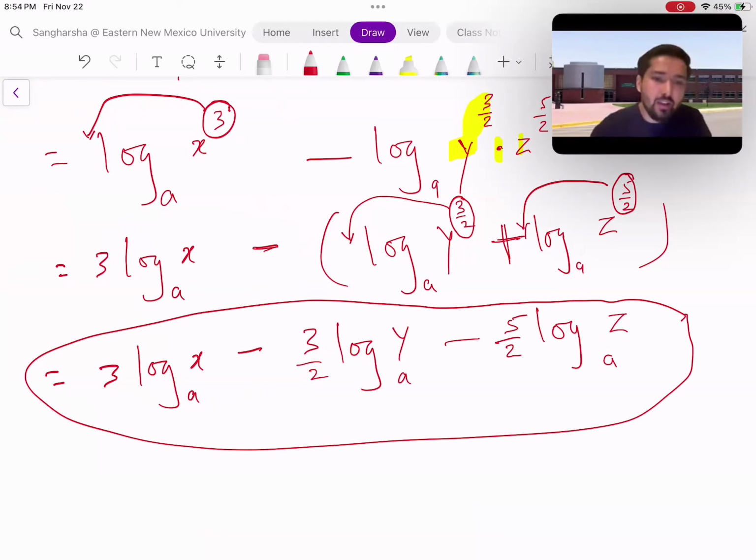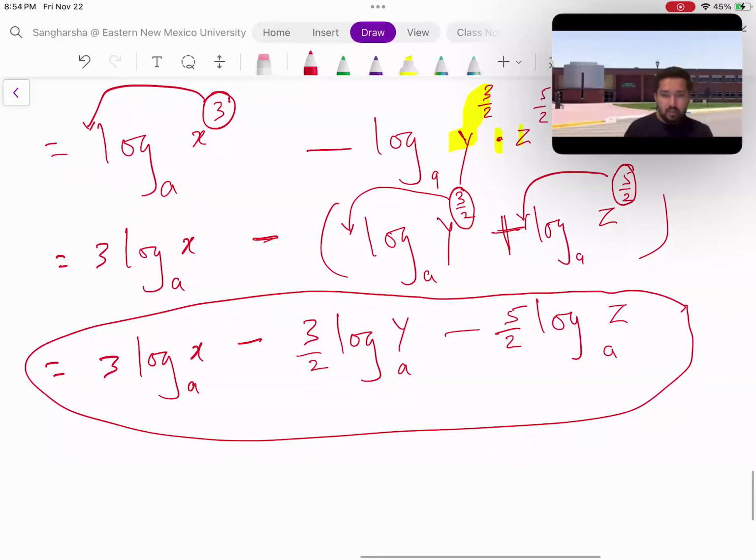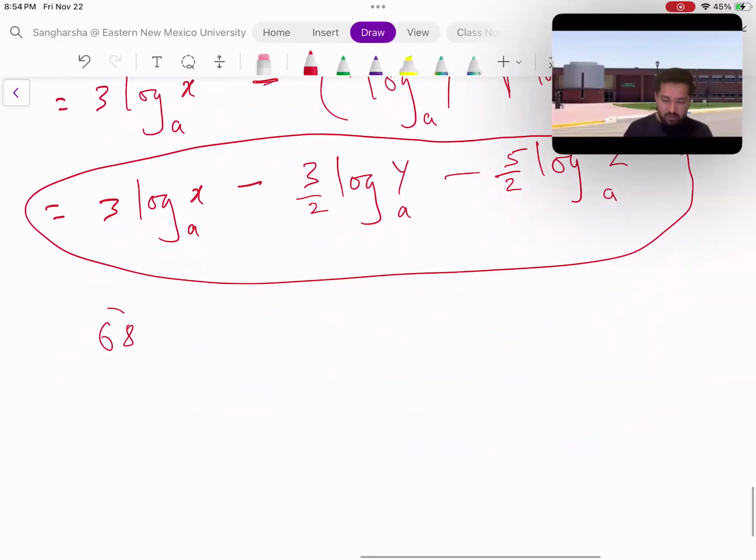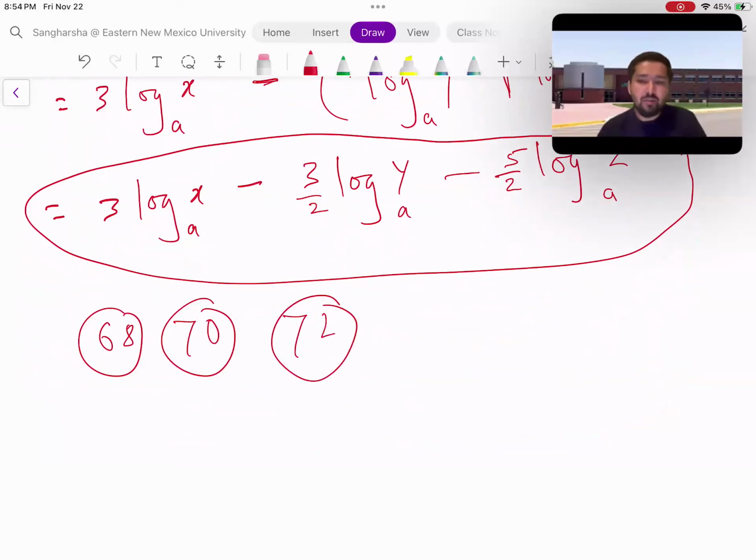No question? Okay. Let's see what we have next here. 68, 70, 72. Now here in 68, 70, 72, we are given more than one log expression. And we are asked to write as a single log expression. And you will have one type of question out of this 68, 70, and 72.